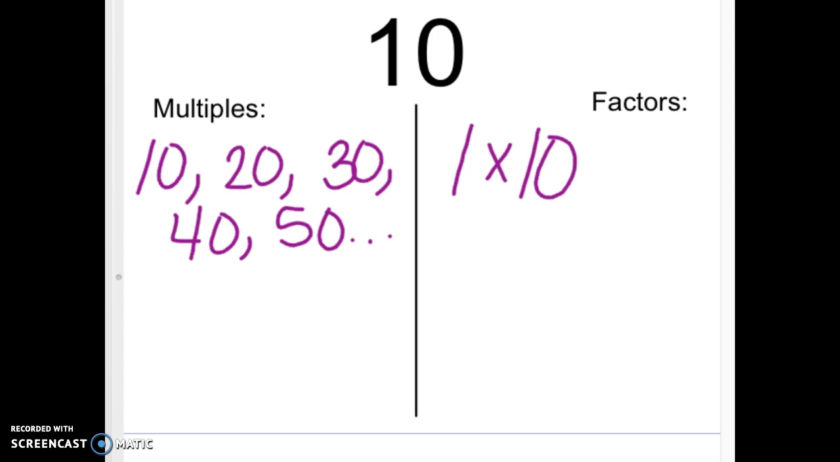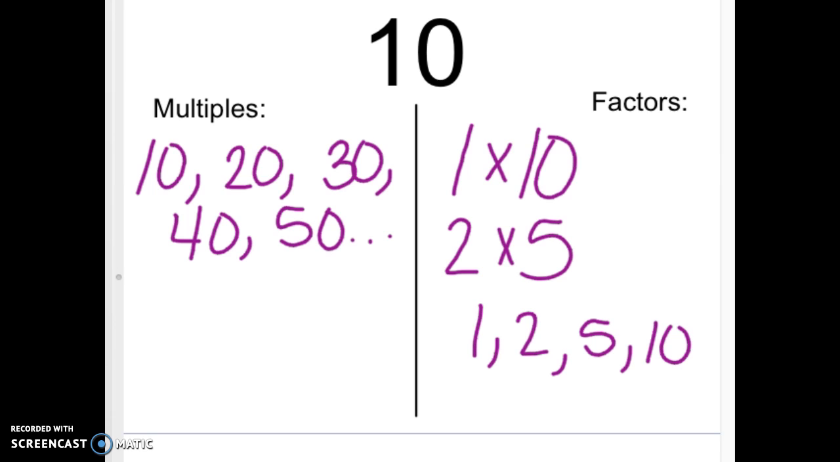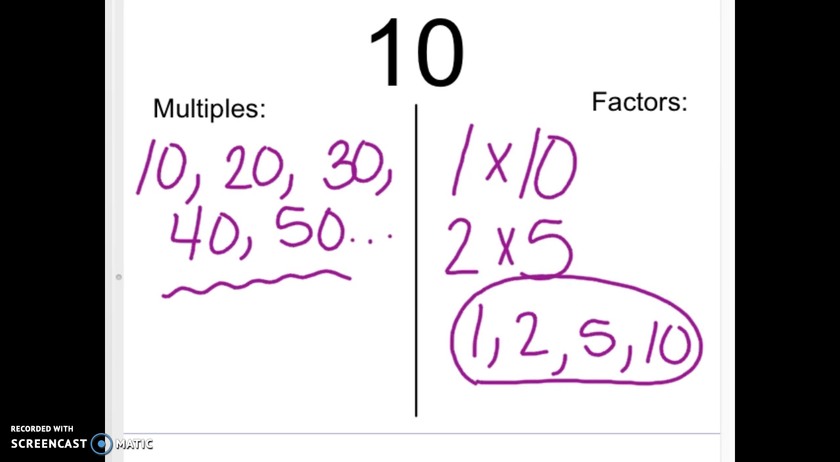Then you need to think about your multiplication facts. What numbers do you know that will help you make 10? I know that I can do 2 times 5, and that's the only other way to make 10. So my factors in order are these 4 numbers only. So lots of multiples, only a few factors.